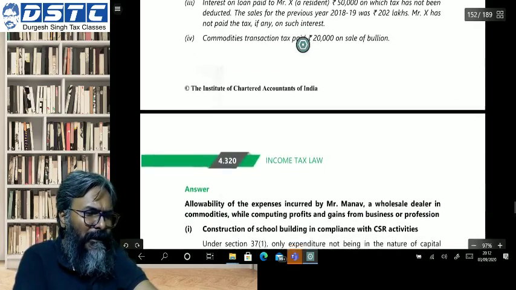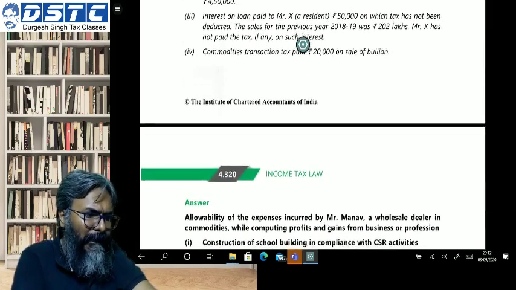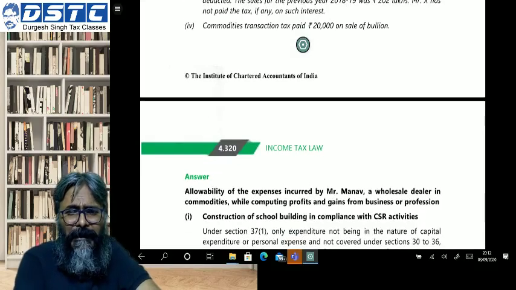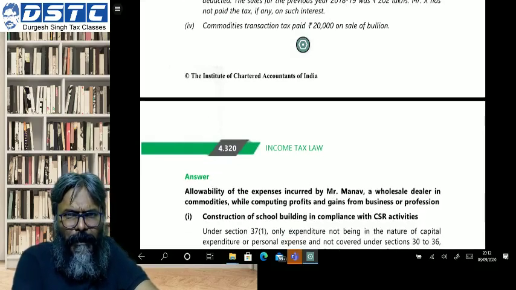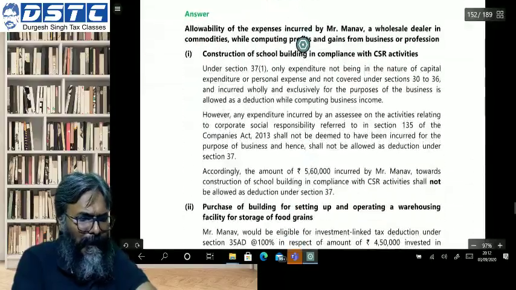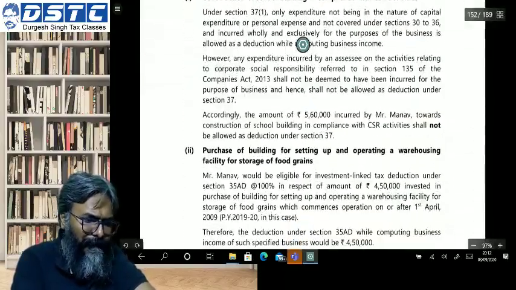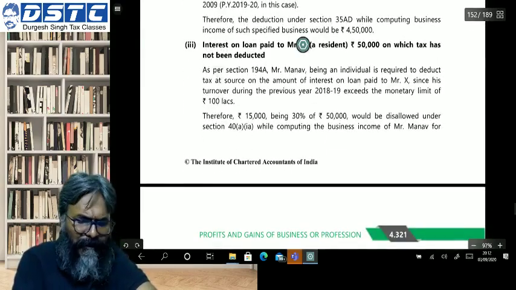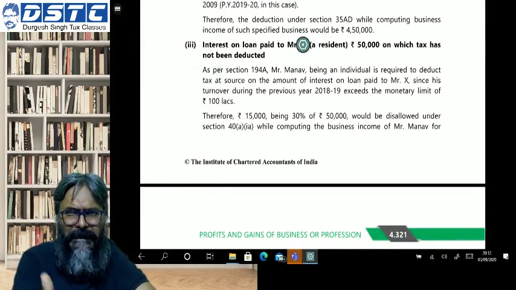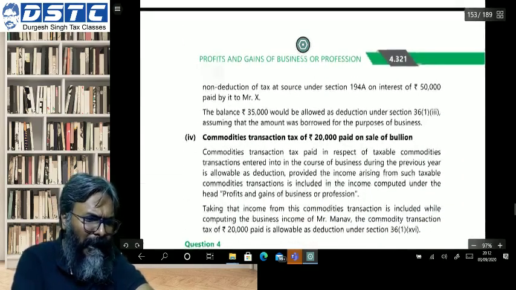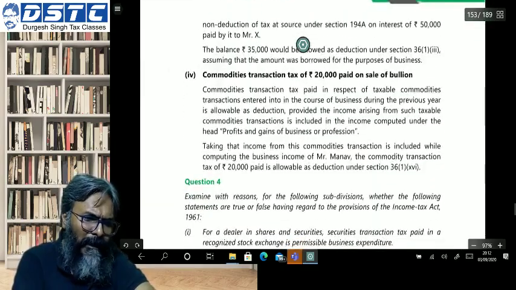Commodity transaction tax. Just now we have seen, isn't it? Security transaction tax, commodity transaction tax, banking cash transaction tax. Is this allowed as deduction? And the answer is yes. So students, herein, this interest part, in any case, this 30% is disallowed under 40A(ia). This point number 3, 40A(ia), 30% is disallowed.